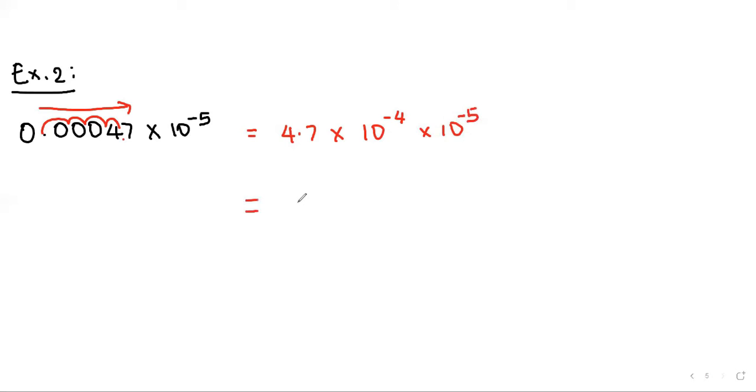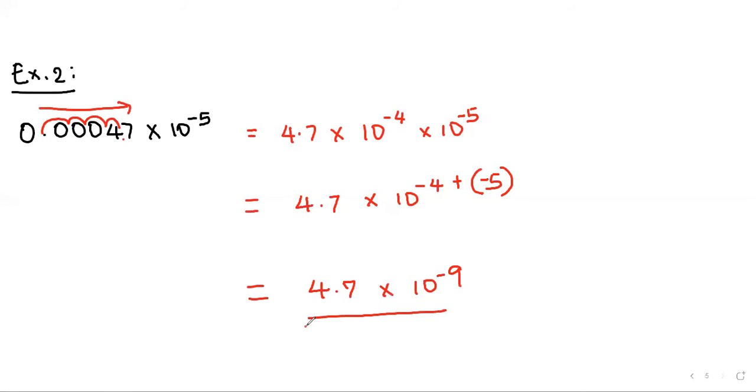So this is equal to 4.7 times 10 to the power of negative 4 plus negative 5. So we come up with 4.7 times 10 to the power of negative 9. And that becomes our answer. Okay?